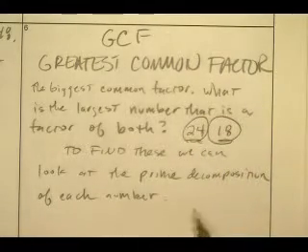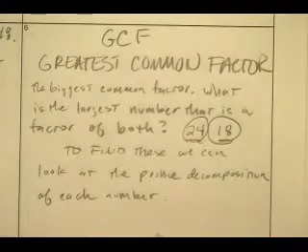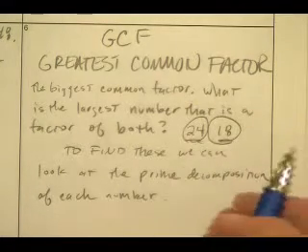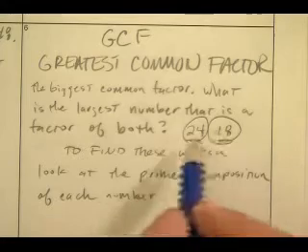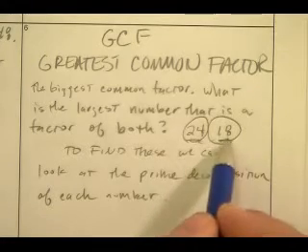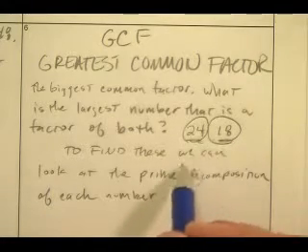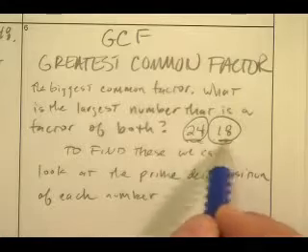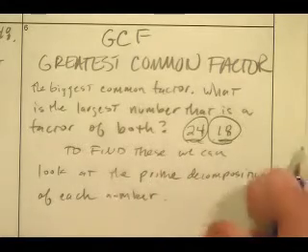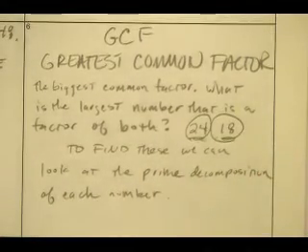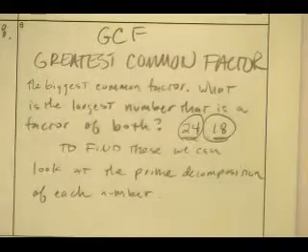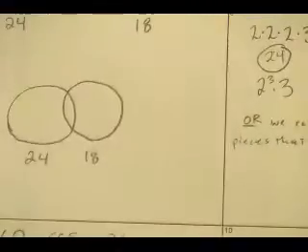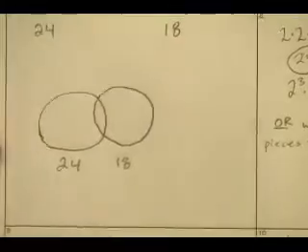To find this, we can look at the prime decomposition of each number, meaning we can break them down to their factors and see which ones go into both. Now, when you're looking at this, you say, let me see, 18 doesn't go in. What's the next one? 9, no, 6. I bet you're thinking, maybe 6 is it. Well, we're going to find out by using a Venn diagram and some stuff we learned about set theory. So, for instance, we have the numbers 24 and 18.